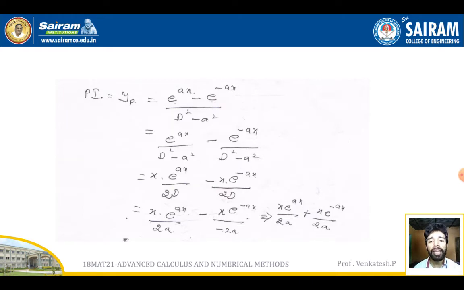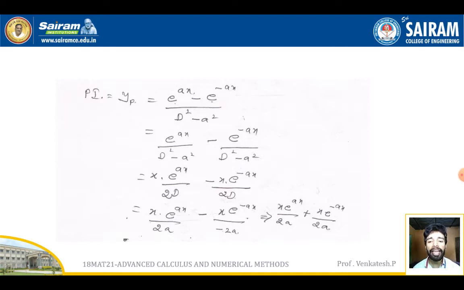2d. So again, same thing, to find the particular integral I am going to replace d by the x coefficient, that is a here and minus a in the next equation. So I got x e power ax by 2a minus x e power minus ax by minus 2a. So from both the equations we can observe that the common factor is x by 2a.